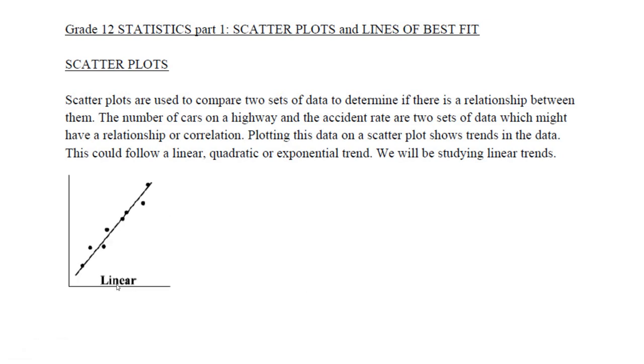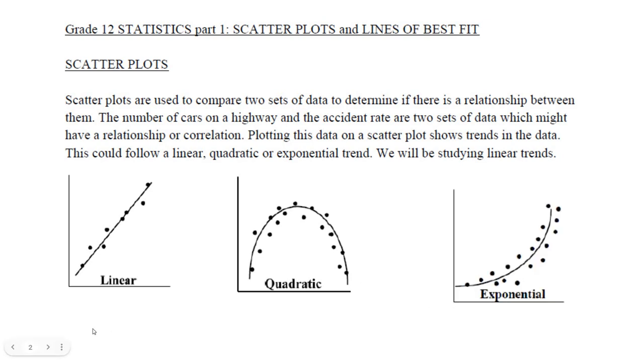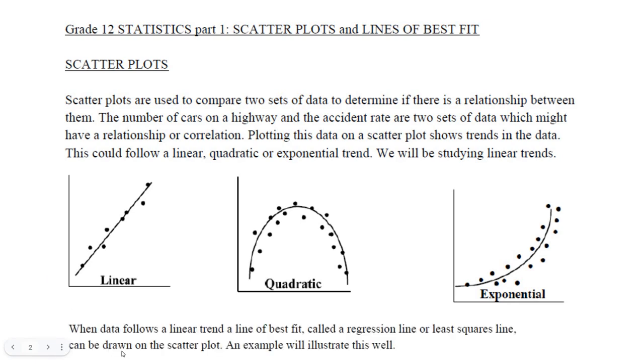Now, if you plot them and they make a line, it's called a linear relationship. And look at these points here as they go up, as the number of cars goes up, the accident rate goes up. And that should make kind of sense. And that's a strong relationship. You could have a quadratic relationship. I guess you could have an exponential, but the ones we'll be looking at are called linear relationships.